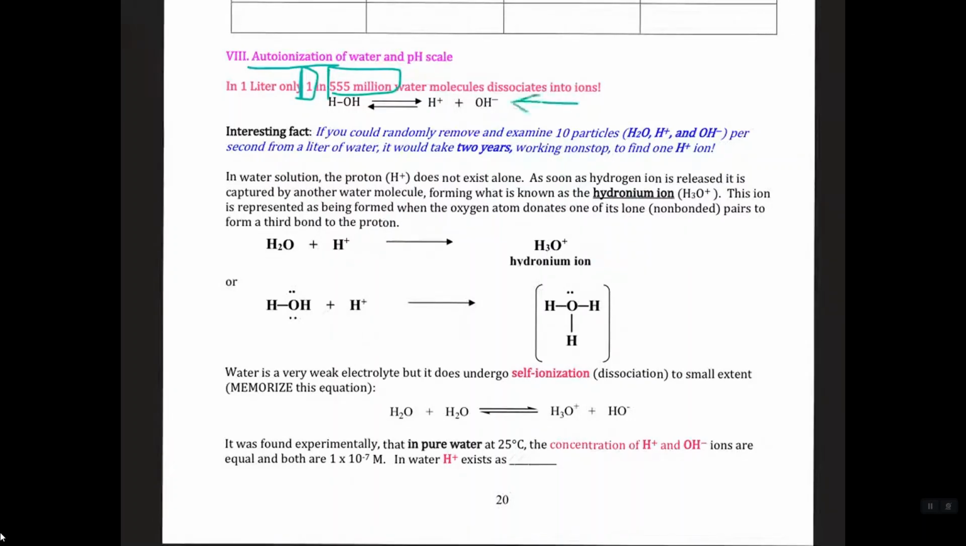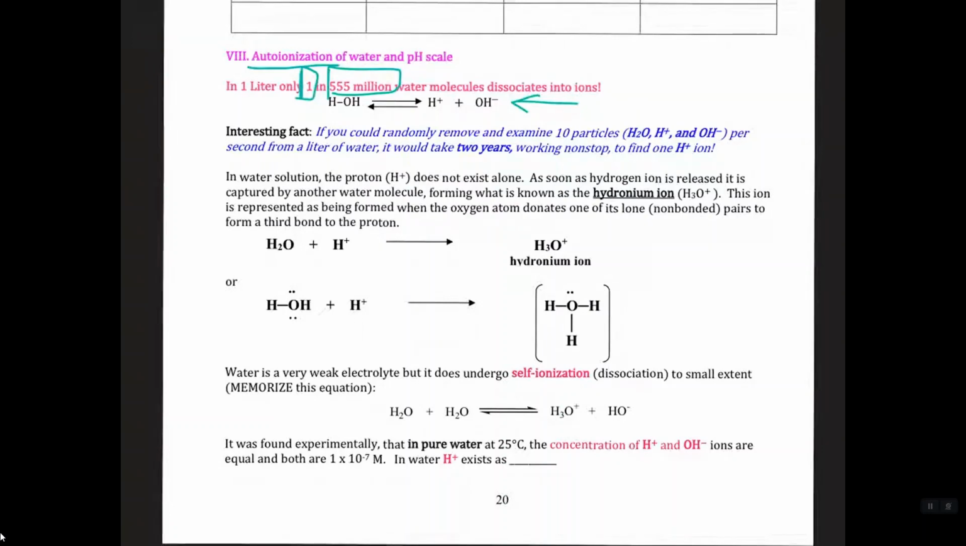And this is what I was showing you before. The interesting fact that's written here is that if you could randomly remove and examine 10 particles per second from a liter of water, a liter is really not a lot, it would take 2 years working nonstop to find 1 hydrogen ion. So it's a very, very small concentration, to say the least.